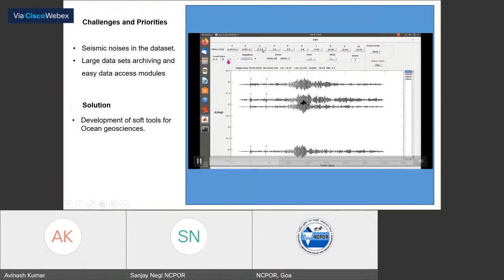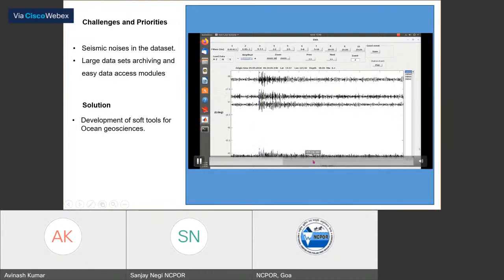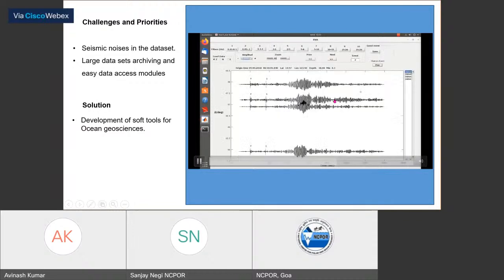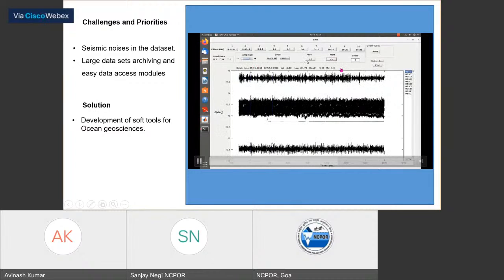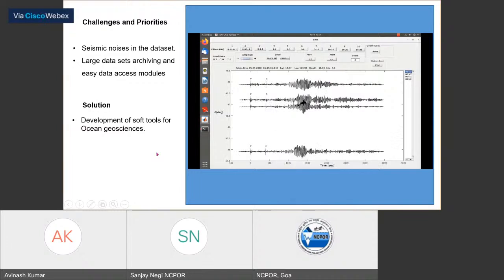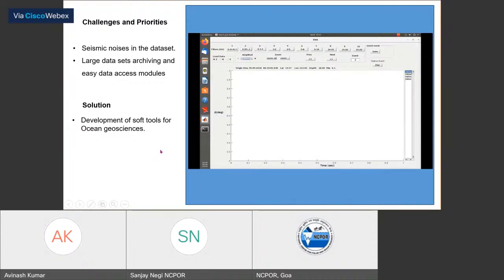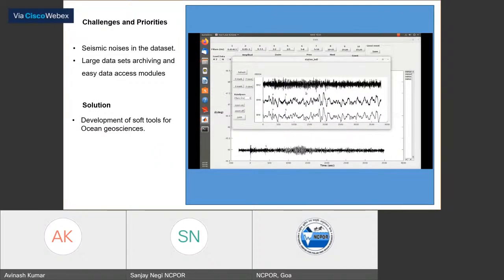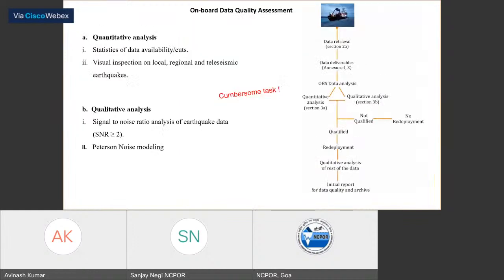All three traces can be visualized at different times. This is a vertical trace which is being shown over here. And if you see, also the latitude and longitude, meaning the location of these earthquakes, are appearing on the screen. So these are some of the initial things which should be done and taken as a priority in ocean geosciences. I'll now come to the next topic.